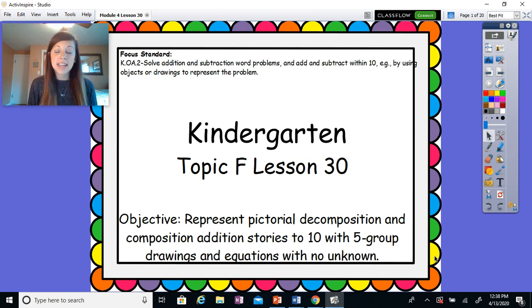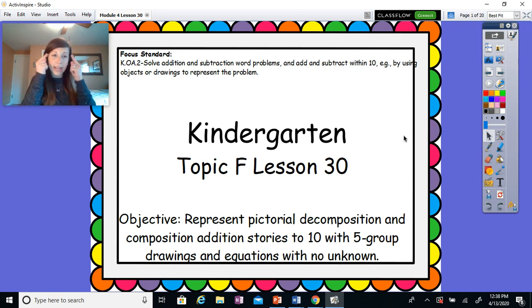I wanted to come on and go through math lesson 30 with you. So the last time we met, we worked on drawing pictures to 9 using 5 group drawings. Now today we're going to go up into 10. So that's our total. So let's read our objective. I can represent pictorial decomposition and composition addition stories to 10 with 5 group drawings and equations.